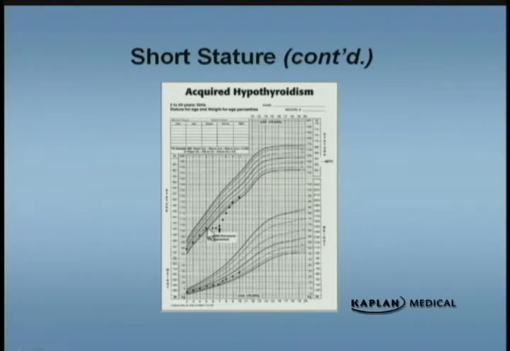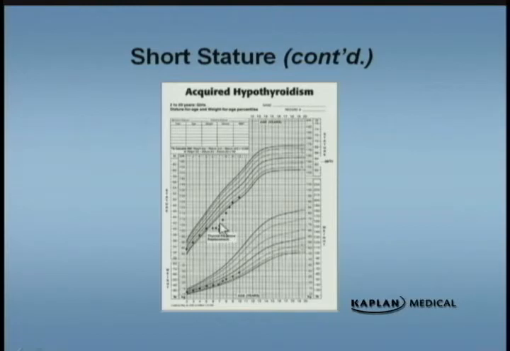dropping down in percentile, and then is kind of parallel for a while, and then all of a sudden, boom, really cuts across percentiles. This patient has acquired hypothyroidism. It's not always hypothyroidism, it could be some other disease, but this is a patient that's going across the percentiles. This is more of a pathologic problem.